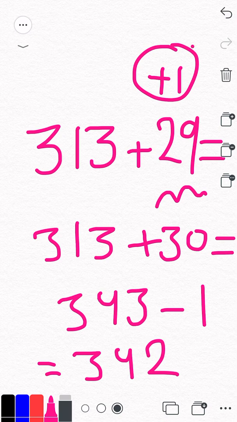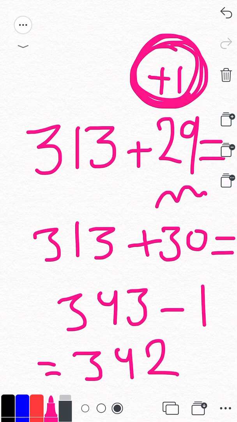So, in addition, when we add a number to the second number, we're going to do the opposite to the total. Like if we add, we subtract. If we subtract, we add.